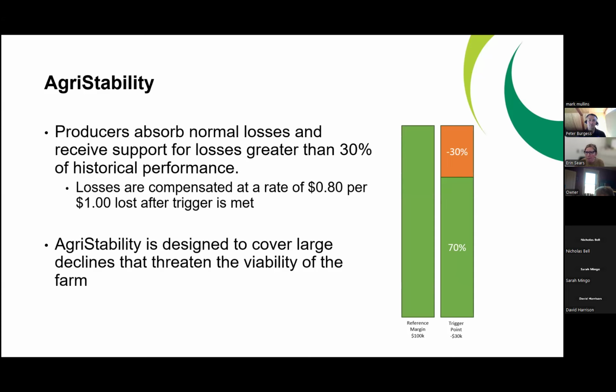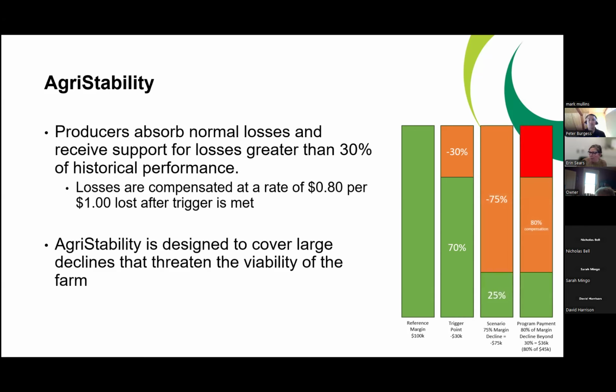For AgriStability, producers absorb normal losses and receive support for losses greater than 30% of their historical performance. Losses are compensated at a rate of 80 cents per dollar lost after it is triggered. On the right-hand side, let's go over an example where your reference margin is $100,000. You have to find out how to cover the first 30% yourself, and then anything after that, the 70%. So you'd have a $30,000 loss that you'd have to manage through cash flow, and then you could look at triggering the payment.